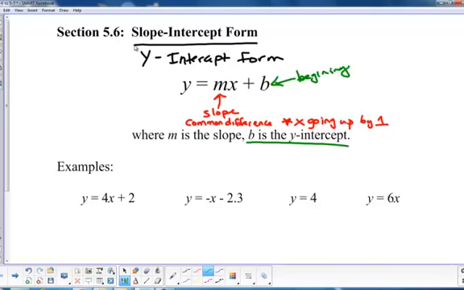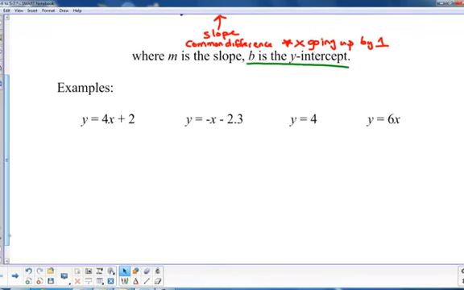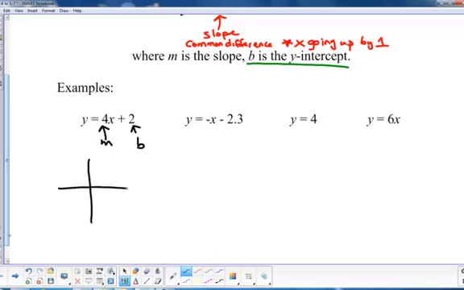All of these equations are in y-intercept form or slope-intercept form. You have a slope of 4 and a y-intercept of 2. What this means is if you were to graph this, it would start at 2. And a slope of 4 is the same thing as 4 over 1. And remember, this is rise over run. So you would go up 4 over 1. Put a dot. Up 4 over 1. That's your slope of 4 that starts at 2.